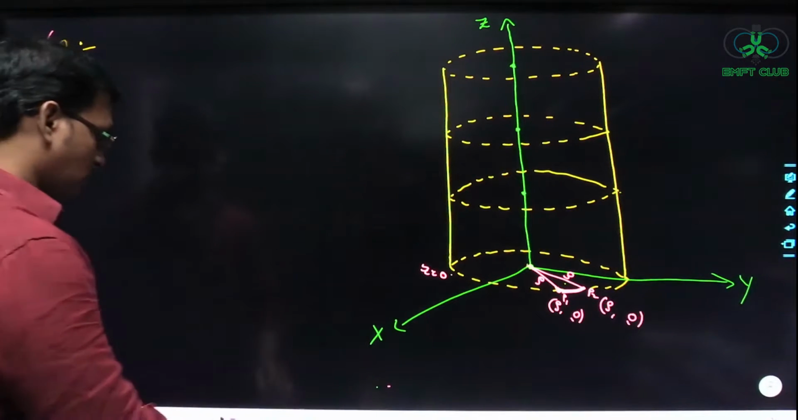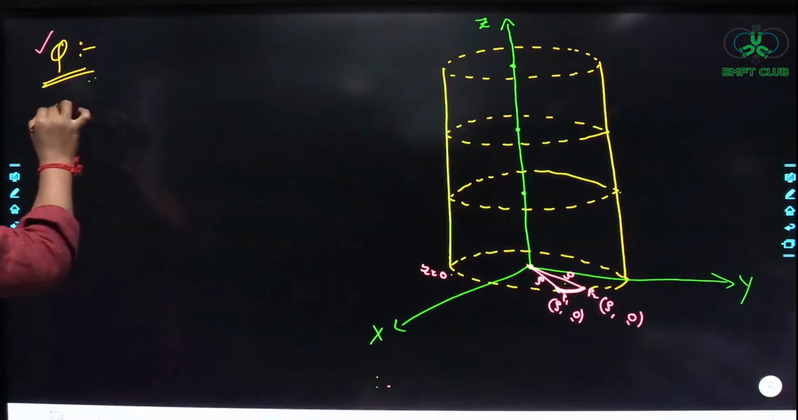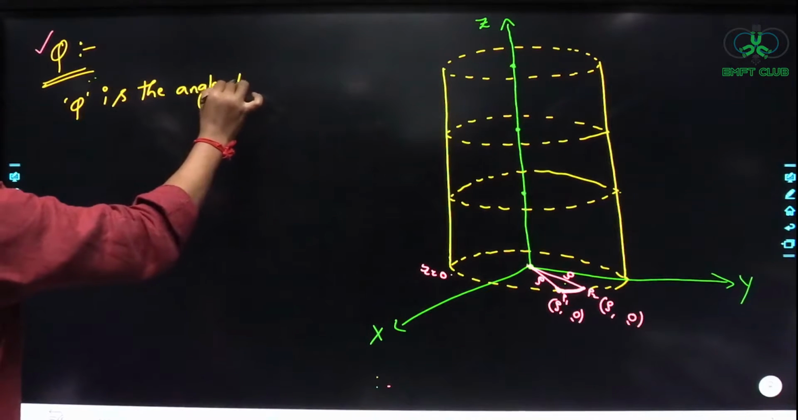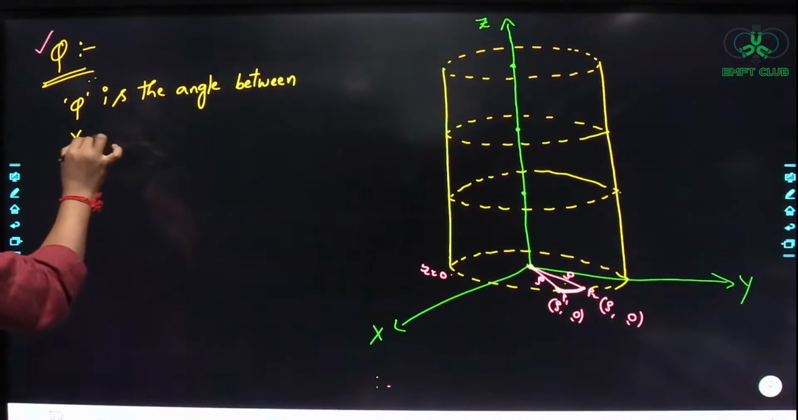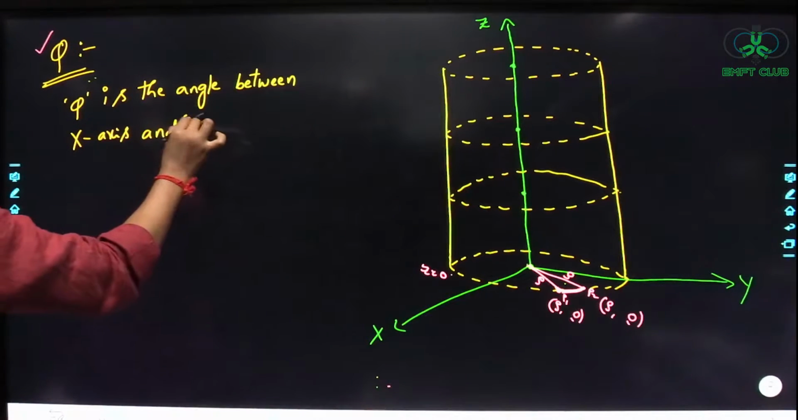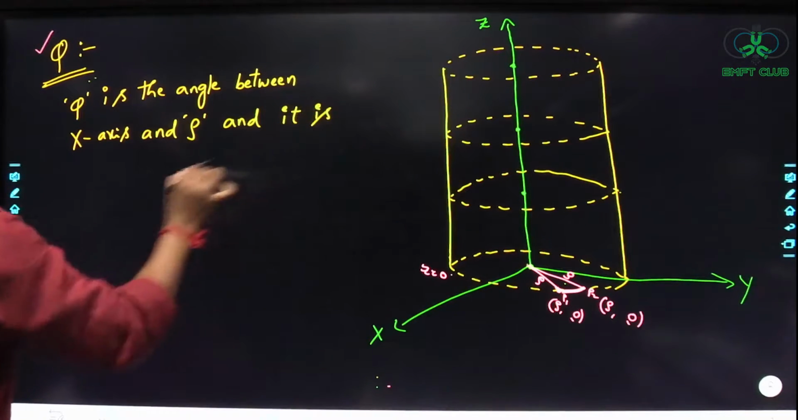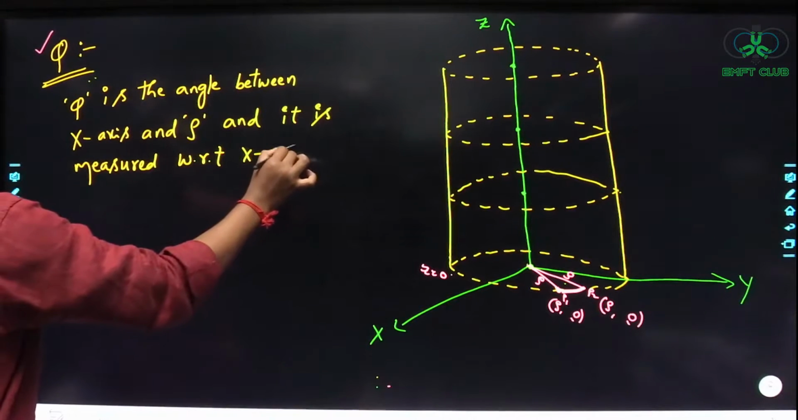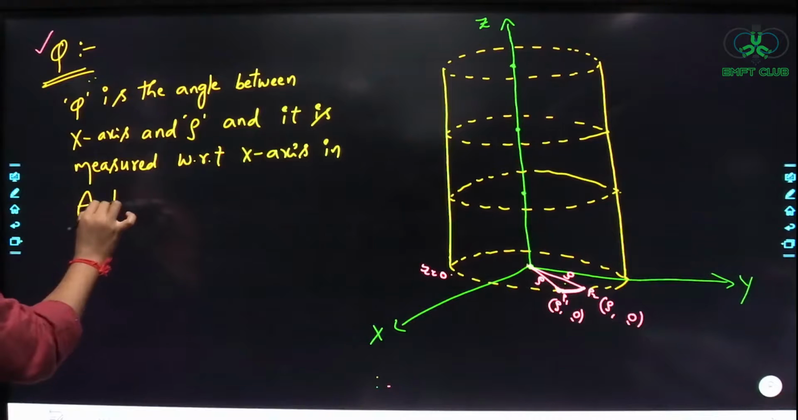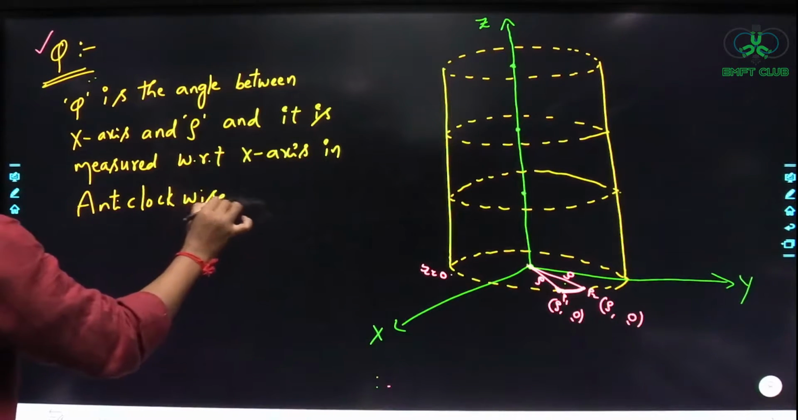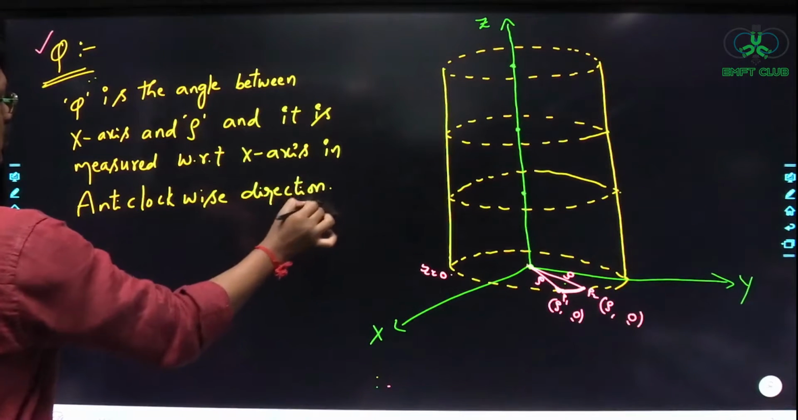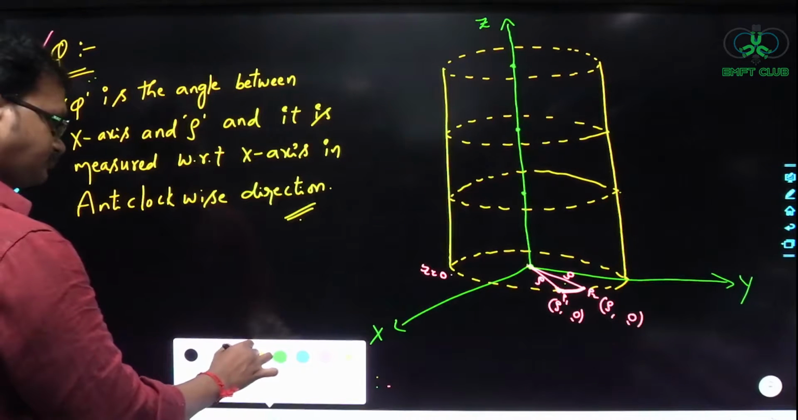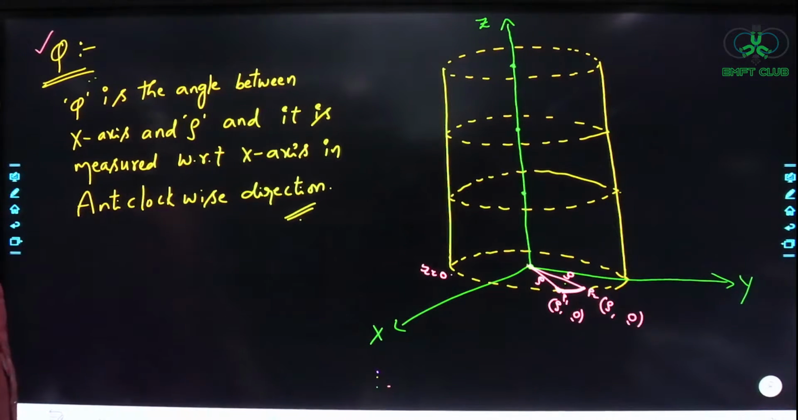Now this angle phi is defined as follows. Phi is the angle between the x-axis and rho, and it is measured with respect to the x-axis in the anti-clockwise direction. So this is the definition of phi. We will see what this means. So phi is the angle between the x-axis and rho.